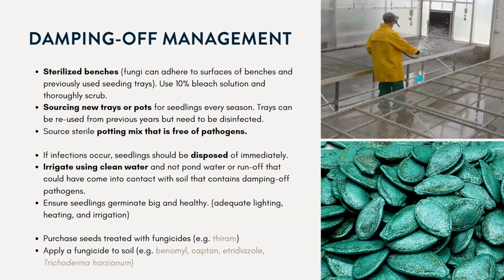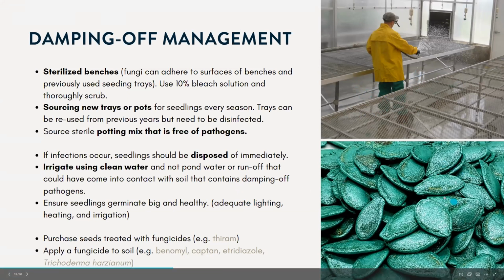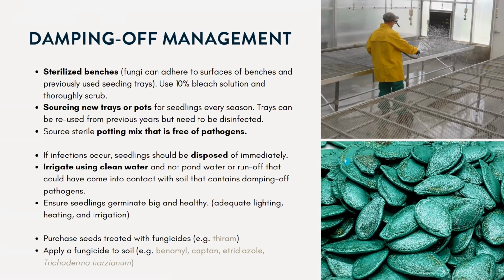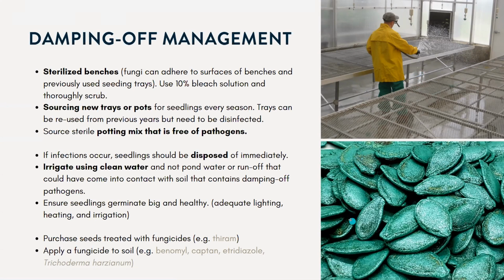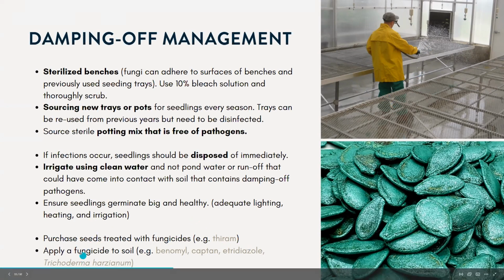And if you do find a plant or seedling that has damping off, go ahead and throw it out and remove the ones around it. And then, of course, keep your seedlings big and healthy. And then what I always do is I like to buy seeds that are pre-treated with fungicides. So Thiram is a common example. And I usually direct sow mine into the field. So I like to use these to give them a fighting chance when they're germinating. And if you are working in a greenhouse, there are drenches you can use, fungicide drenches. So I listed some active ingredients there that you can consider.